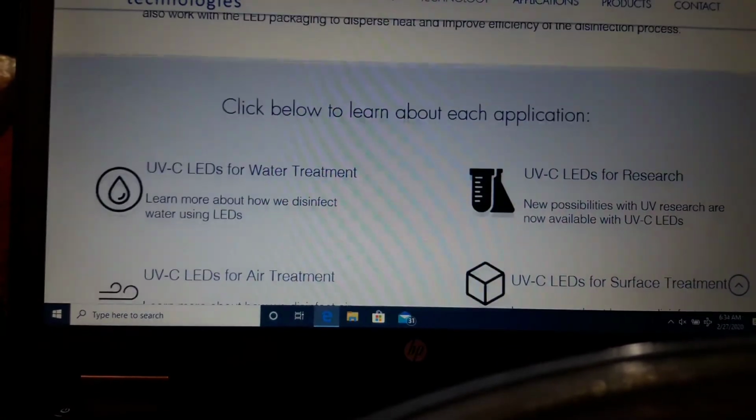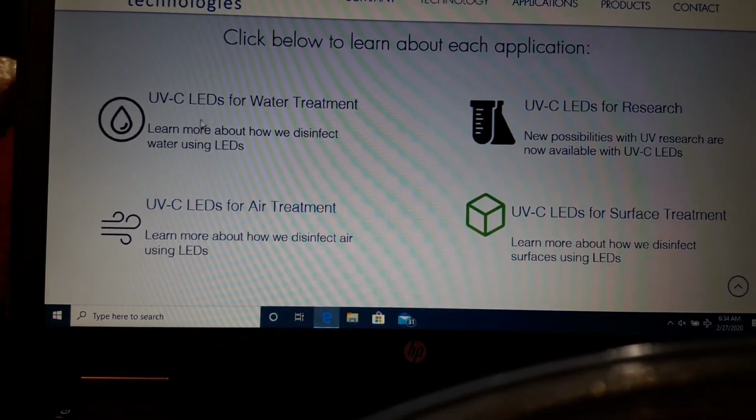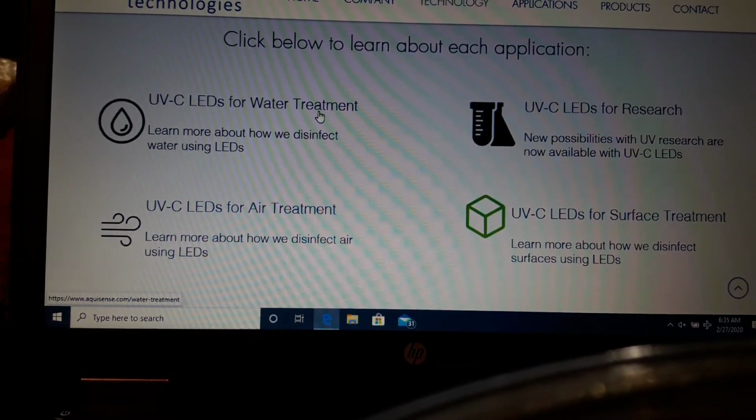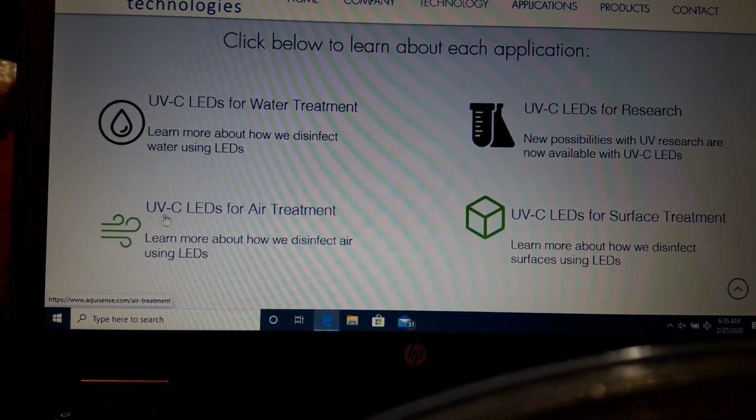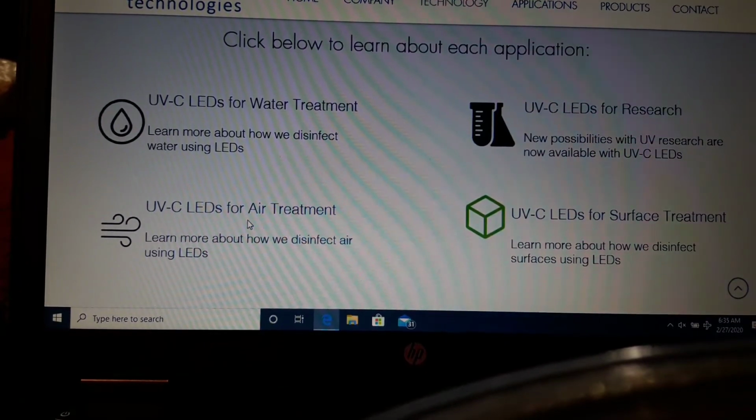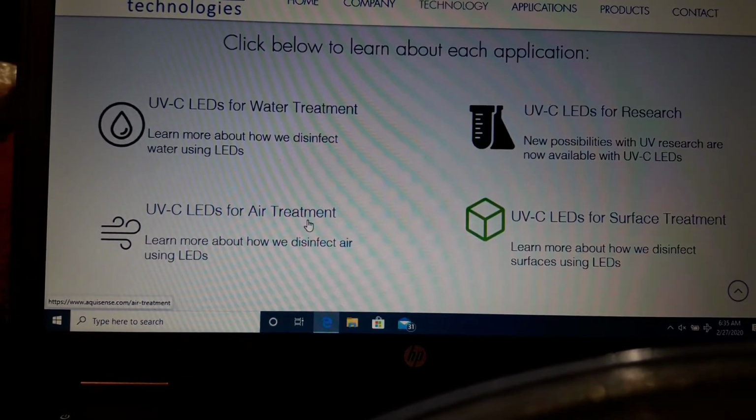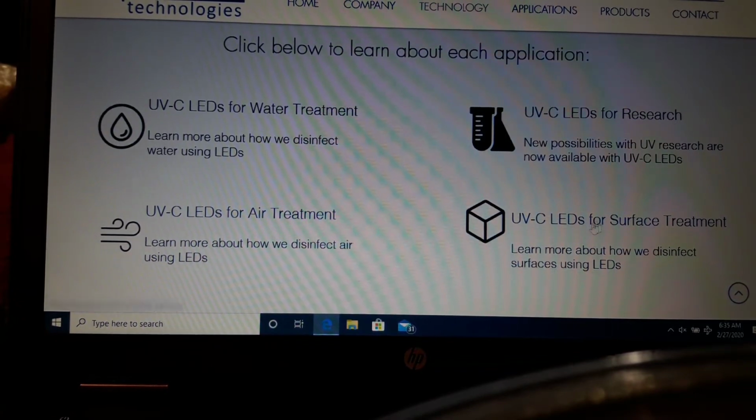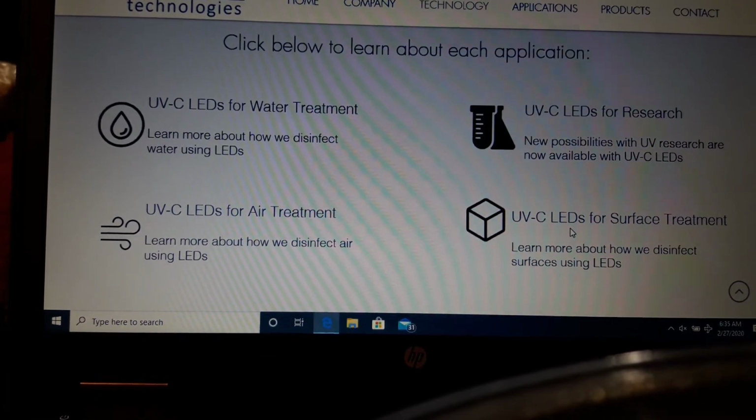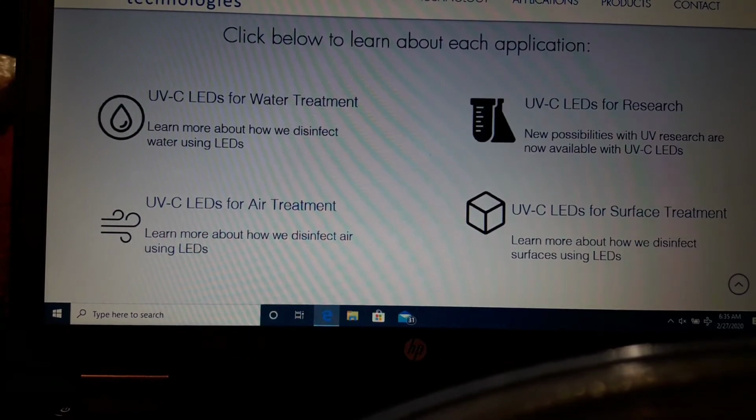Click below to learn more about each application. So if you're wanting to treat water to kill bacteria so you can make it drinkable, then also the UVC LEDs for air treatment, UVC LEDs for research. New possibilities with UV research are now available with UVC LEDs. UVC LEDs for surface treatment.